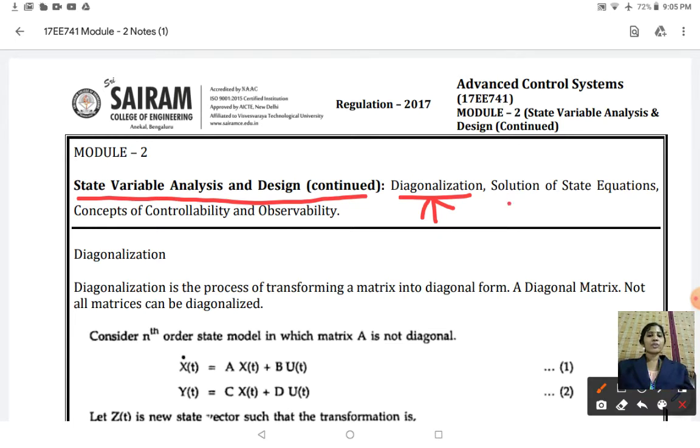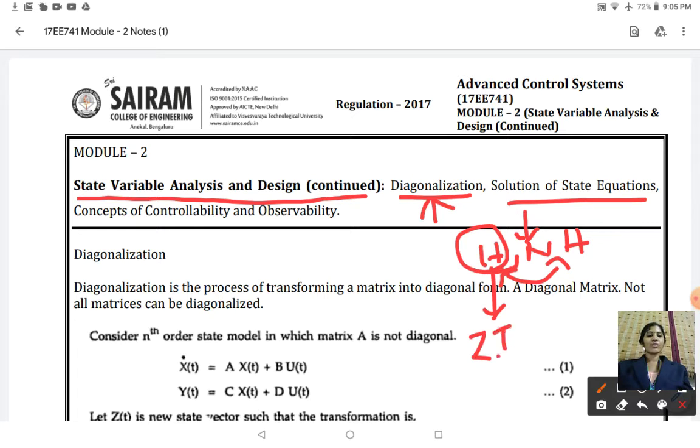The next topic is solution of state equation. Under solution of state equation we are going to obtain the solution to a homogeneous equation and a non-homogeneous equation. The difference is that under the homogeneous equation you will obtain a zero input response, whereas in the case of the non-homogeneous equation you will obtain both the zero input response as well as the zero state response.